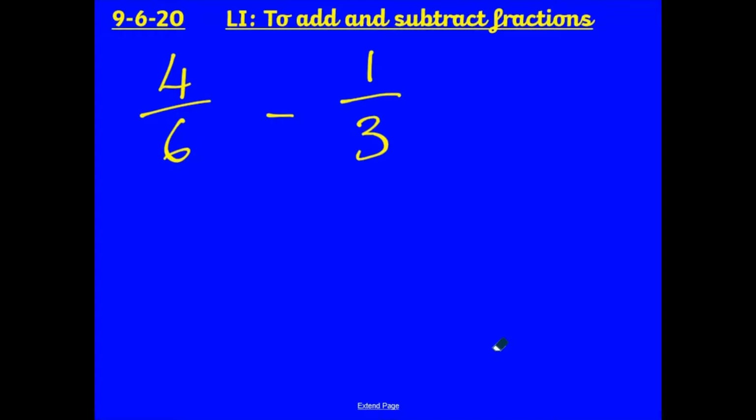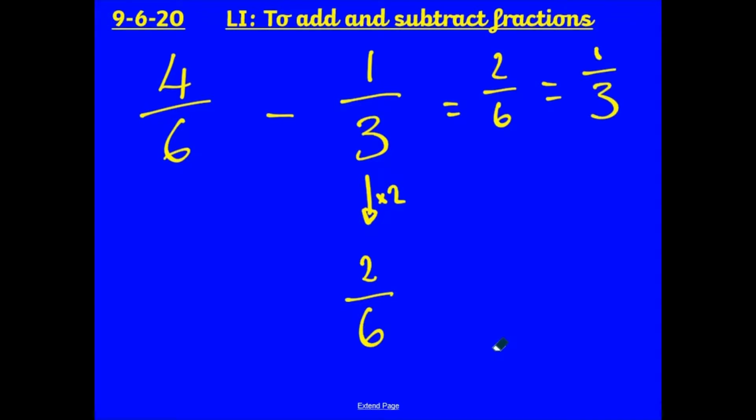Now, it could get a little bit trickier when we are looking at something like this. So I've got 4/6 minus 1/3. What I'm going to have to do here is make the denominators the same. So the easiest way is going to be to multiply this one by 2. And that will give me 2/6. So 4/6 minus 2/6 is going to equal, you got it, 2/6. Can I simplify that one down? Yes, I can. I could simplify it by making it into 1/3. So 4/6 minus 1/3 is equal to 1/3.